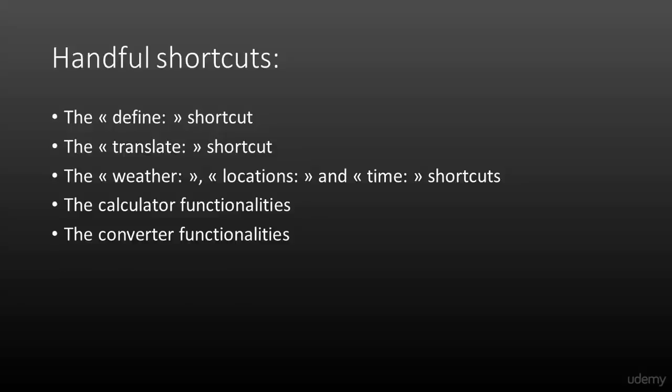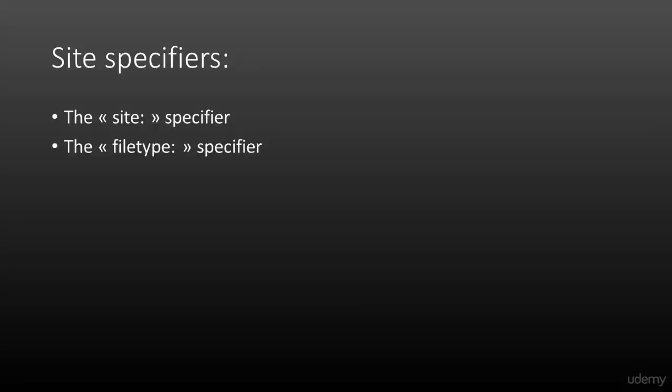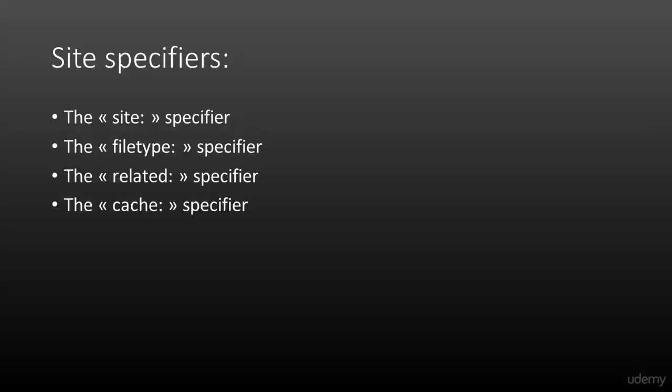Section 5, you learn how to use specifiers to refine your search results: the site specifier to get results from a particular domain name or country code, the file type specifier to get results containing a specific file type, the related specifier to get similar websites according to Google, the cache specifier to get a copy of a site on a given date, and the info specifier to get the root domain of a site and suggested specifiers applied to it.